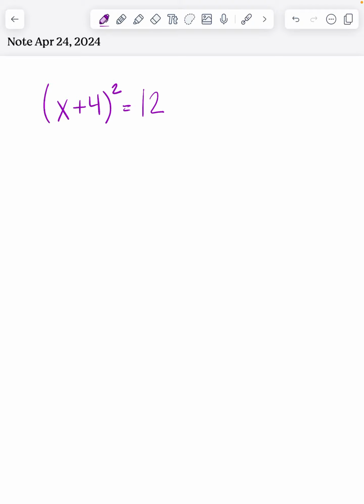Yesterday we went over the process of completing the square. So we left off where we have, and this is just an example, something like this. Let me change the number just because I want to show you something. So I'm gonna choose 12 instead. So let's say that this is what you have, right? From completing the square.